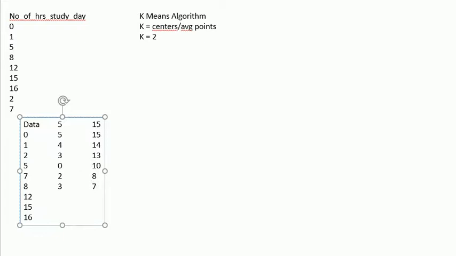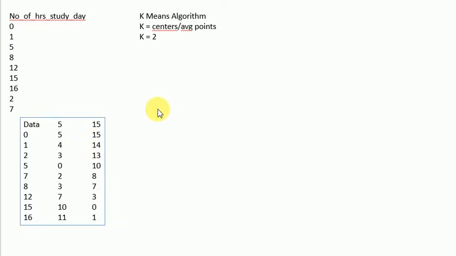With 12, the distance is 7 and the distance is 3. With 15, the distance is 10 and here the distance is 0. With 16, the difference is 11 and here the distance is 1. So now try to identify in each of the columns which one is the lowest distance.